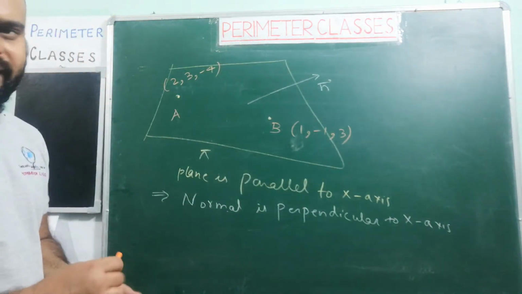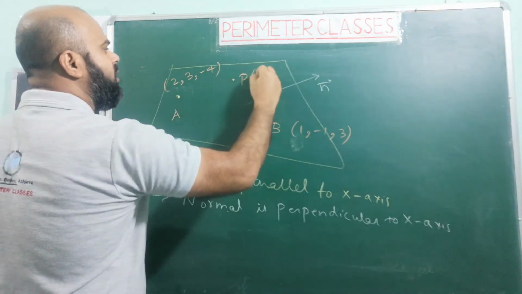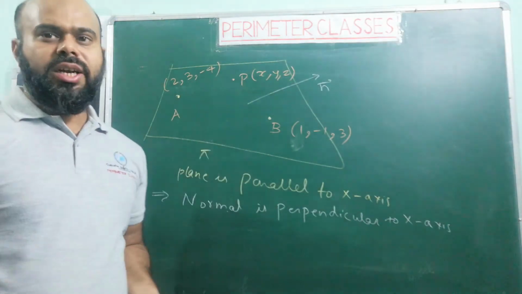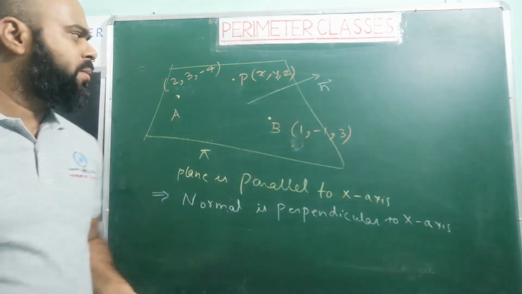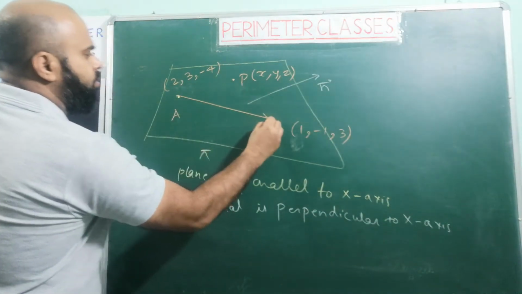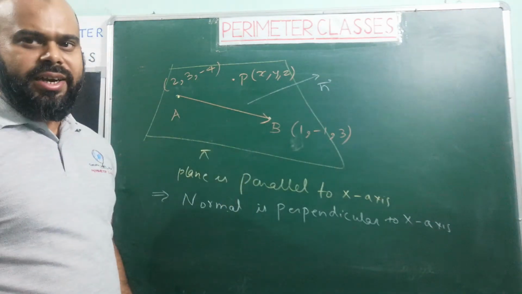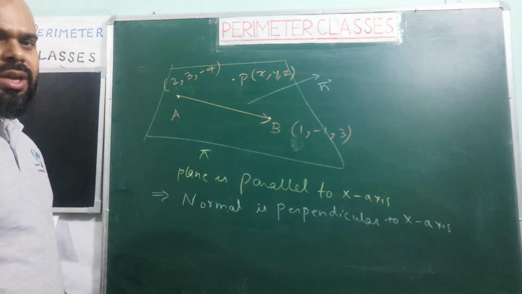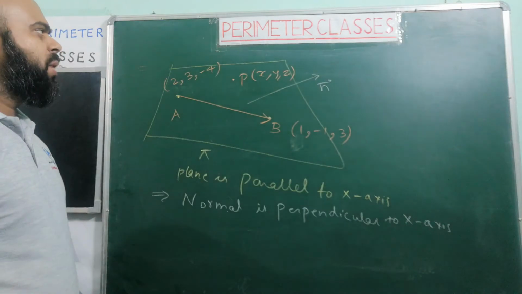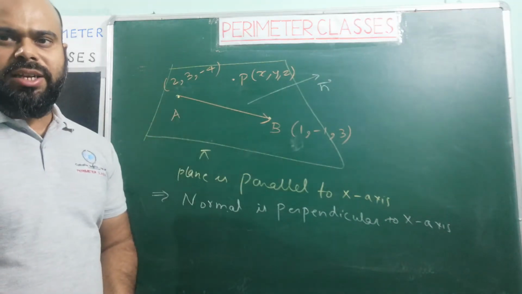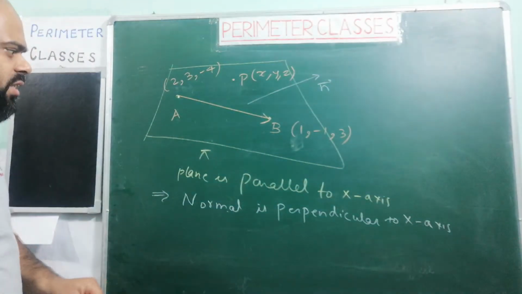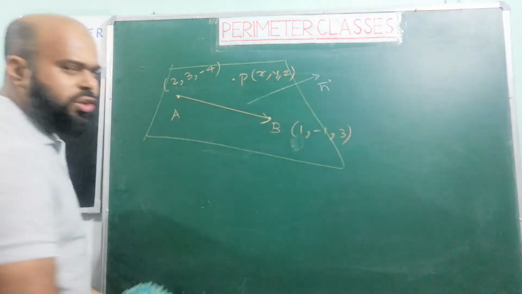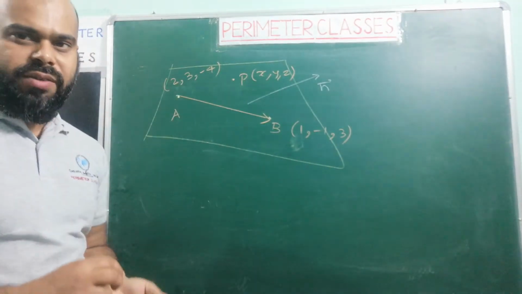Again, I will take a general point P, and let us suppose x, y, z are its coordinates. If we write the position vector of P, it will be x i cap, y j cap plus z k cap. And let us join AB. This is the line, vector AB. First of all, if the plane is passing through this point 2, 3, minus 4, as we studied, what is the equation of a plane when it is passing through a given point?